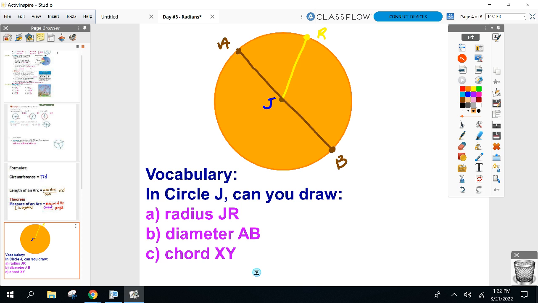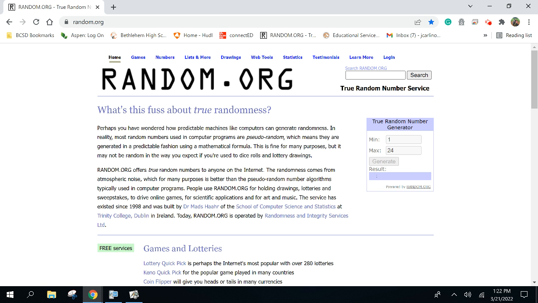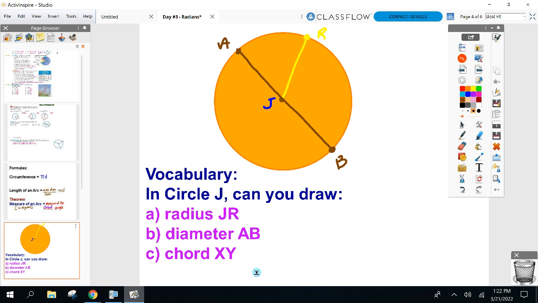And then what about chord XY? Chord XY. What's a chord look like? It's a line that connects two parts that are on the circle. There you go. X and Y have to be somewhere on the circle. Can't be the center. Can it go through the center, though? Can a chord go through the center? Is a diameter a chord? That's what I'm asking. Yes, it is. As long as the endpoints are on the darn circle. All right, so there's all the vocab so far.